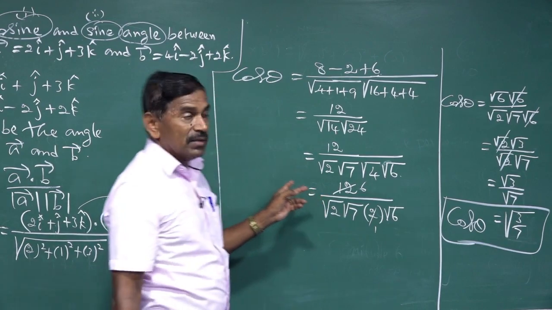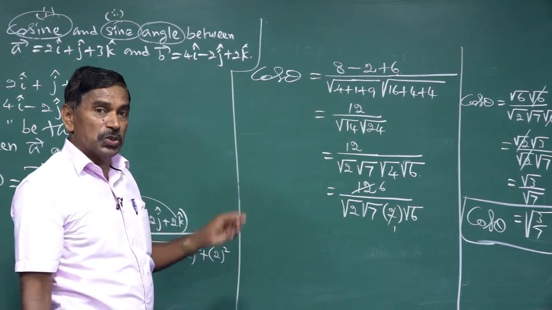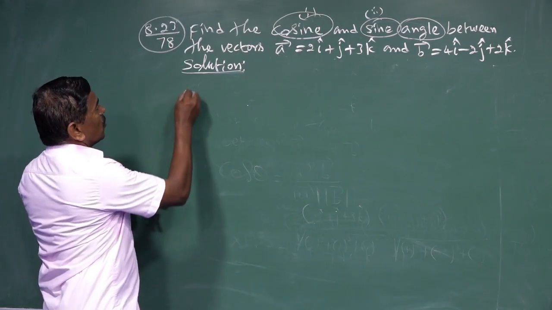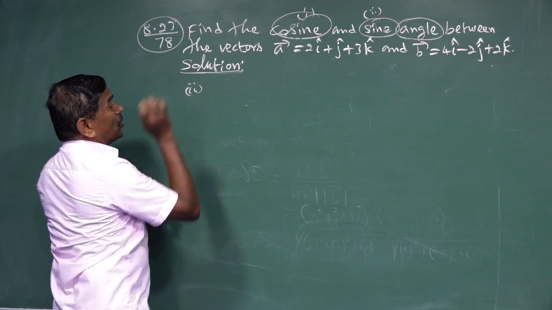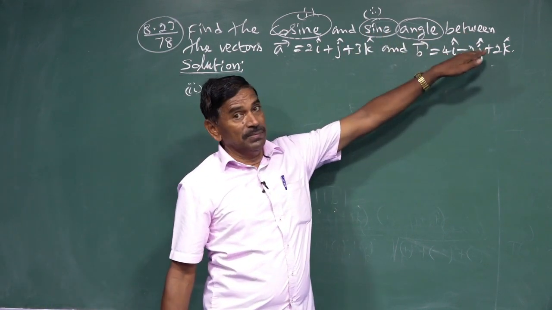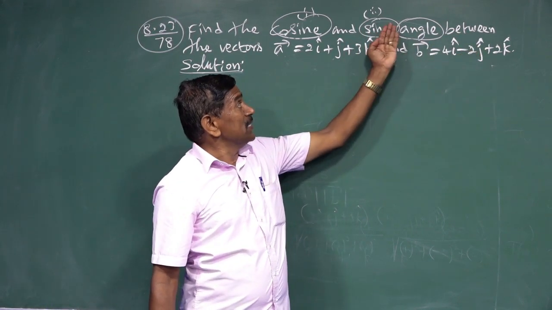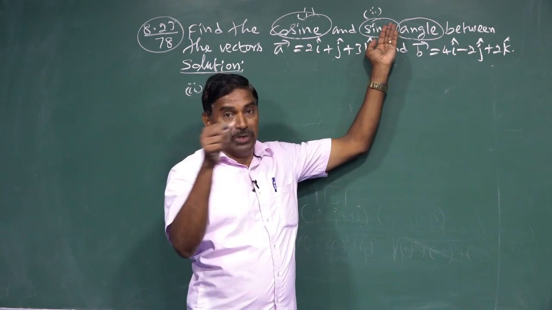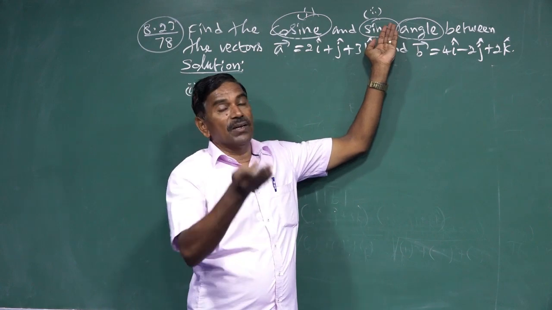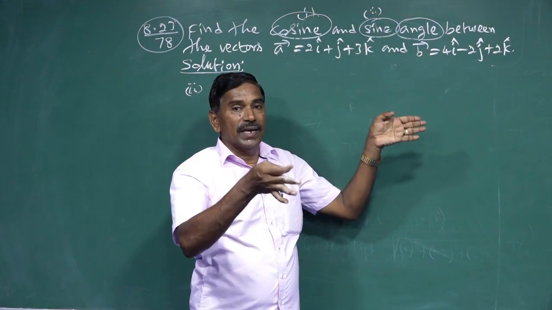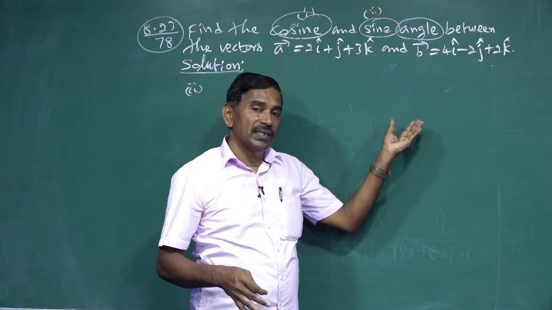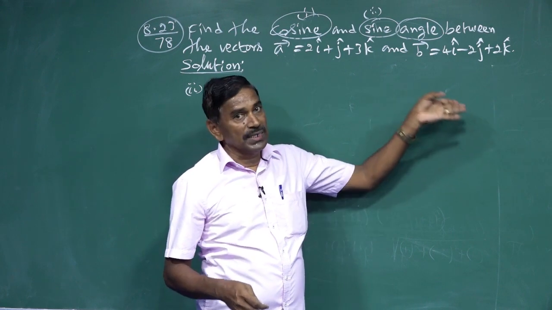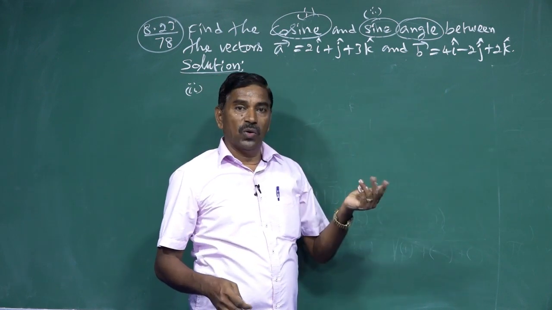Part 1 completed. So now I want to continue part 2. Okay, children, listen. Now part 2. Part 2 is given by the sine angle formula. See, that is sine theta is equal to, can you tell me what is sine theta? Very good. For sine theta you want to use the cross product. Sine theta equal to modulus A cross B divided by modulus A vector into modulus B vector. Okay. What is the working rule?